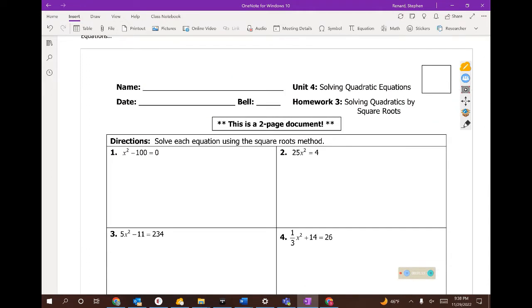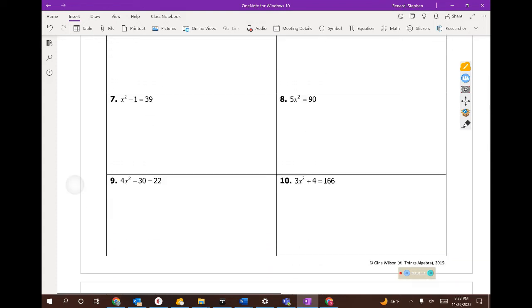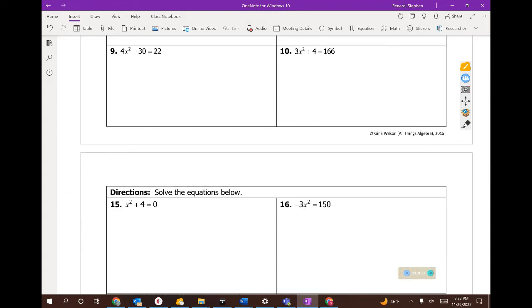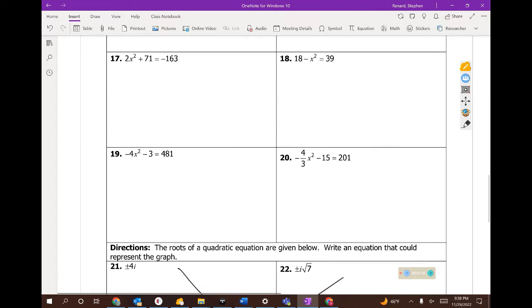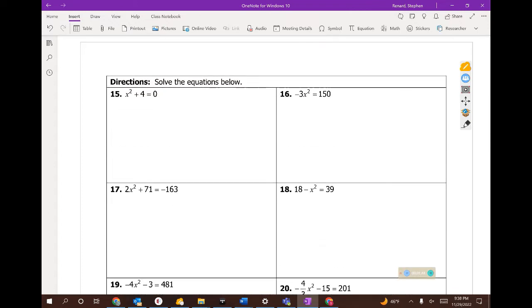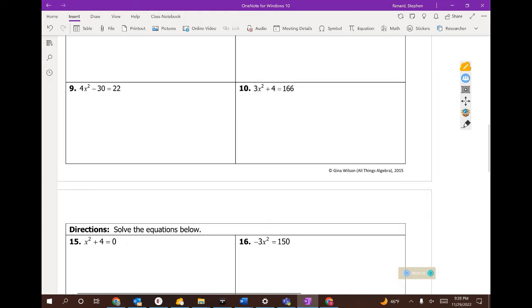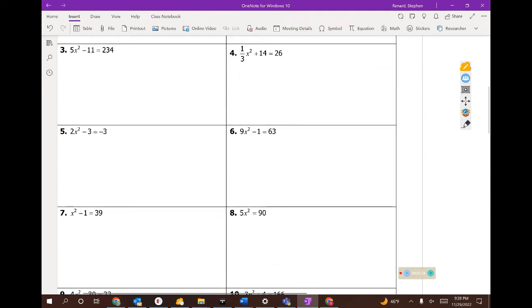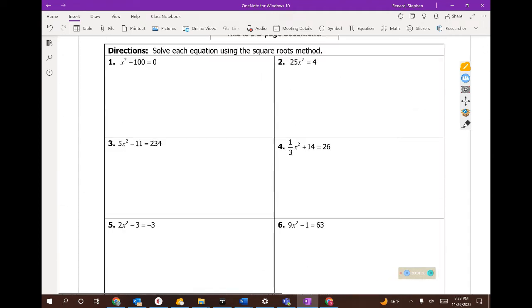So 1 through 10, those are just standard solving quadratic equations using square roots. I did a little bit of this yesterday. 15 through 20, those 6 are going to be all involving imaginary numbers. So let's go on. So starting with number 2.